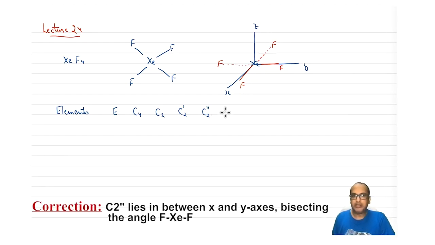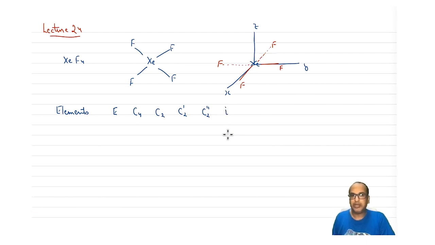Now, what else do we have in this? We have inversion, right? Inversion center is there. So you have F-Xe-F, everything is getting inverted here. Then what else do we have? We will have S4. So S4 will be collinear with C4, and we have a sigma h over here. We also have S2, but S2 is basically i, so we don't write S2 here. And there is no S3 or C3, because this contains 4 atoms of fluorine, which are separated by 90 degrees each. So there is no C3 in this.